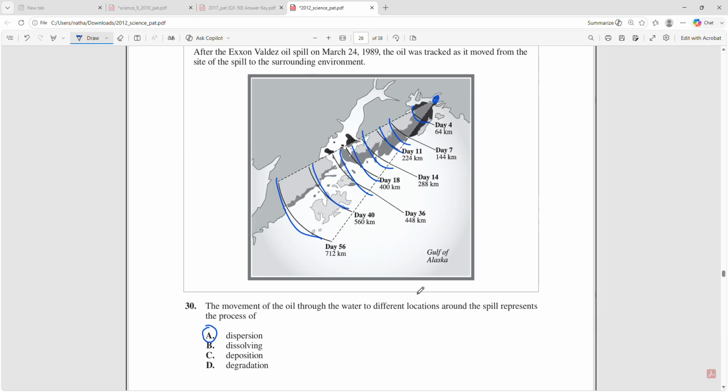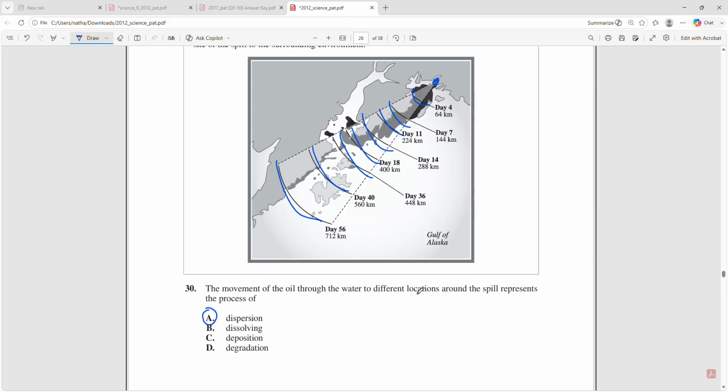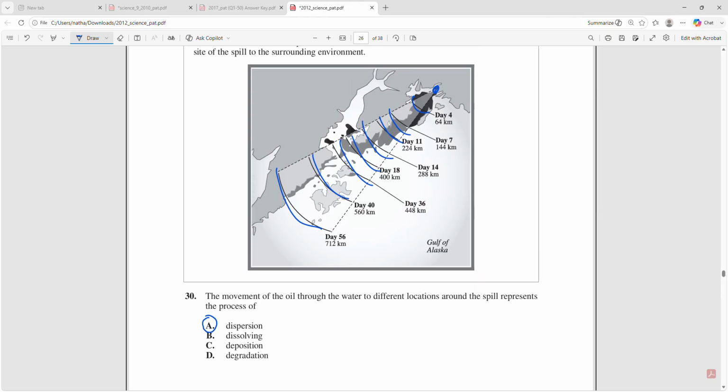The question: the movement of the oil through the water to different locations around the spill represents dissolving, deposition, degradation, or dispersion. So this is being spread out along the coast. So we're going to go with dispersion for this one.